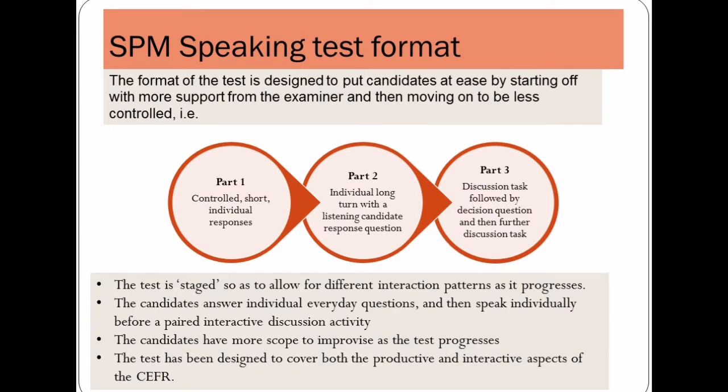SPM Speaking Test Format. The format of the test is designed to put candidates at ease by starting off with more support from the examiner and then moving on to less control. That is, Part 1: controlled, short, individual responses. Part 2: individual long turn, with a listening candidate respond question. Part 3: discussion task, followed by a decision question, and then a further discussion task.